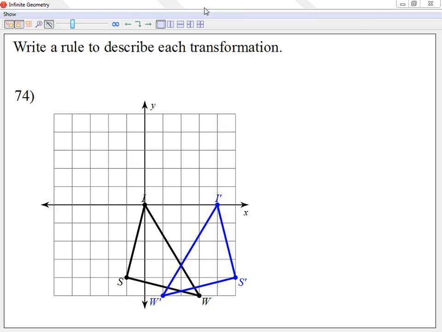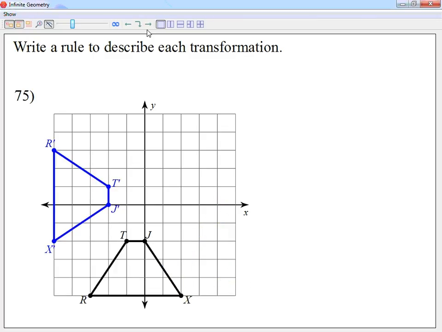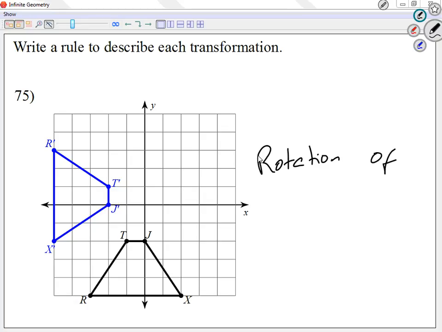So let me take a look at one that we also saw, rotation. You guys can see it looks like it rotated, so I'm going to call this rotation. How many degrees did that thing move? 90 degrees clockwise. I'm going to abbreviate clockwise as CW and counterclockwise as CCW. So clockwise about the origin.